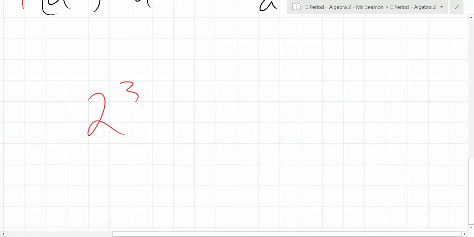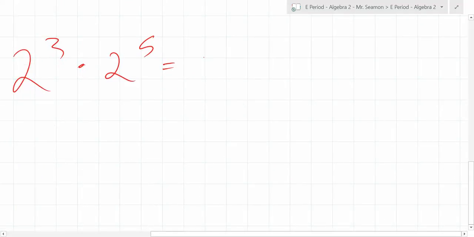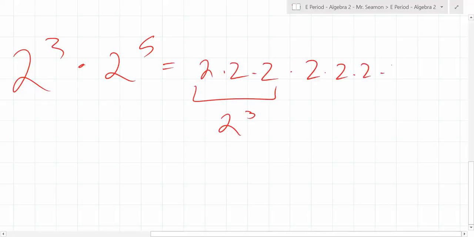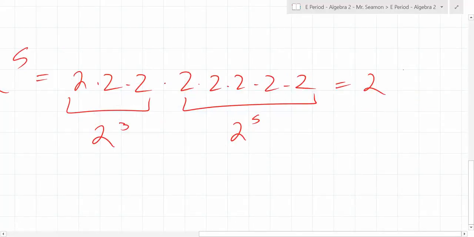We did this before. 2 to the 3rd times 2 to the 5th. What does 2 to the 3rd mean? 2 times 2 times 2. And what's 2 to the 5th mean? How many times? 5 times. So then how many 2's do I have right there? 8 of them. So it does equal 2 to the 8th. So how do you get 2 to the 8th? You add the 3 and the 5.